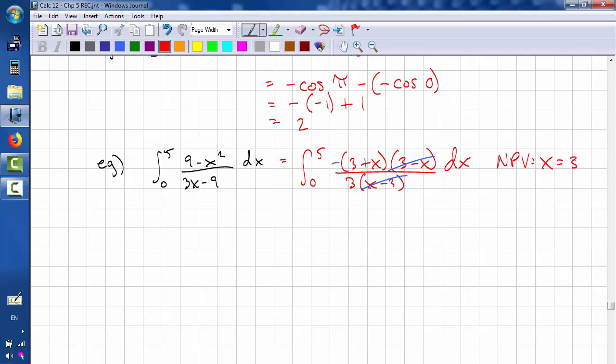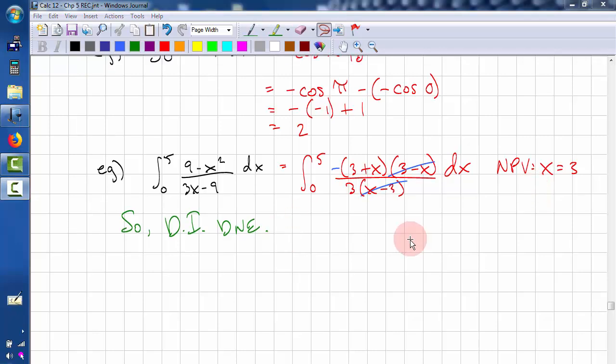We should also note we have an NPV, x equals 3. Okay, so this problem is really quick. So, the definite integral does not exist because we do not have a continuous interval. There's an NPV.